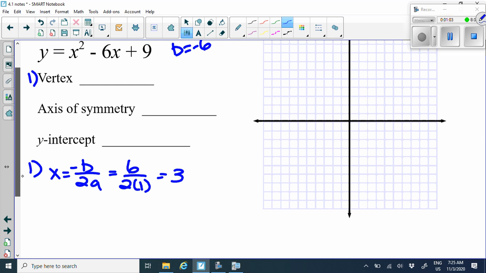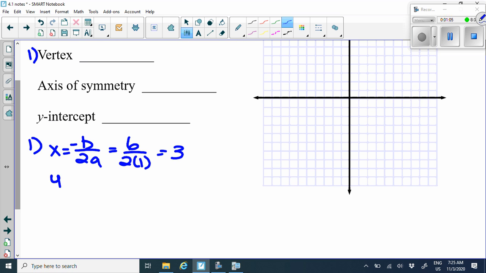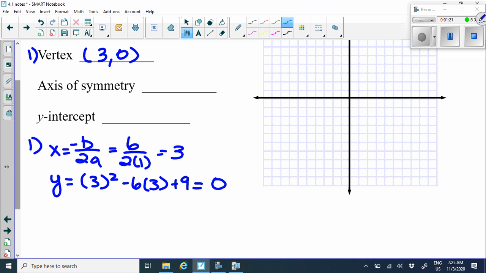Now we plug that back into our function to get our y value. So we have 3 squared minus 6 times 3 plus 9. As I said, make sure you just plug this into your calculator. When we do, we get 0. So our vertex here is going to be (3, 0).